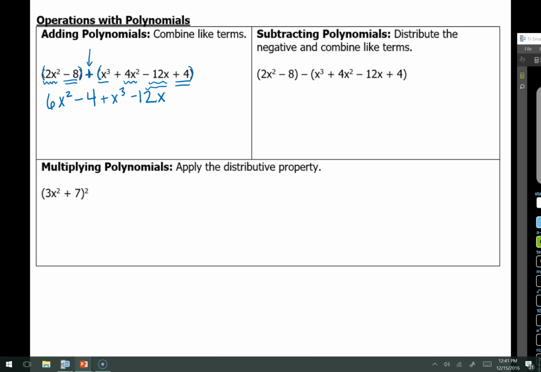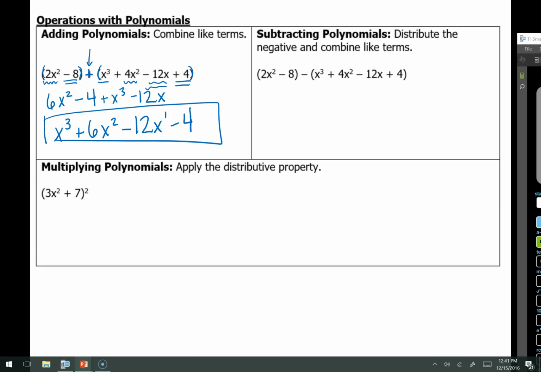After I get here, I want to rewrite this in standard form. So this x to the third, that's my highest exponent, so I'm going to write that in the front, and then I'm going to go in descending order. So plus 6x squared minus 12x to the first power minus 4, the constant term. And that is my final answer there.